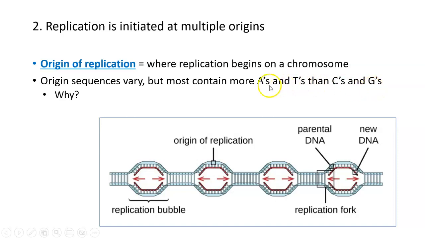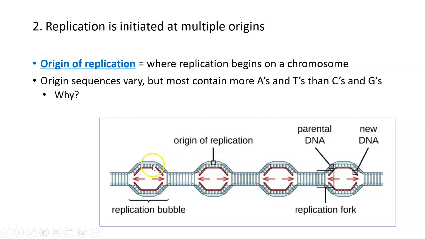And the reason for that is that A's and T's only have two hydrogen bonds holding them together in the DNA double helix, whereas C's and G's have three hydrogen bonds holding them together. And so it's easier to open up a sequence that has more A's and T's than a sequence that has more C's and G's. And we're going to want to open up these origins of replication in order to have access to the DNA, like you can see down here in this picture, so that that DNA can be used as a template for synthesizing a new strand. So it makes sense that you want a little bit looser of a sequence, one that's easier to open up, inside of your origins of replication.